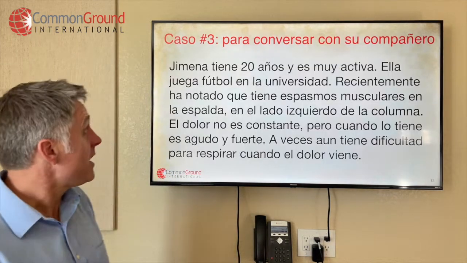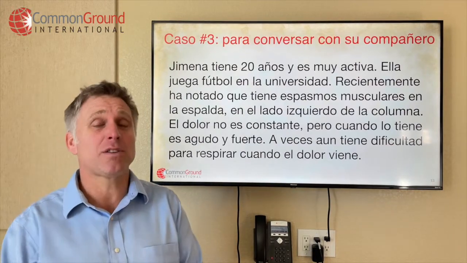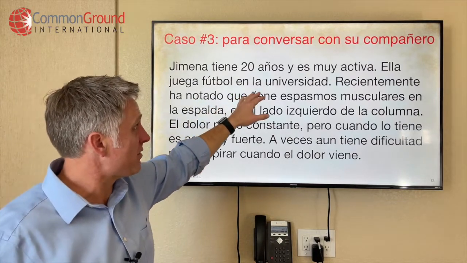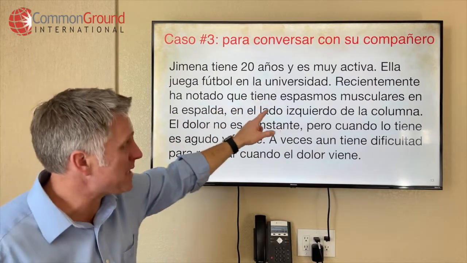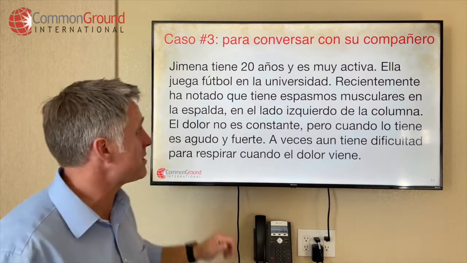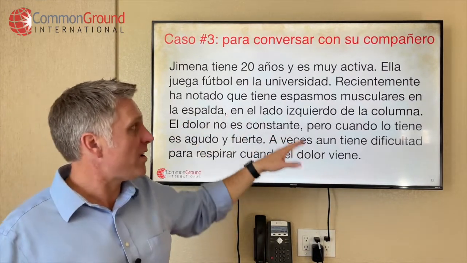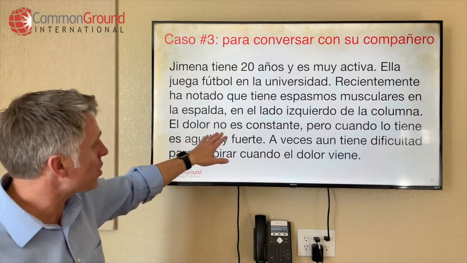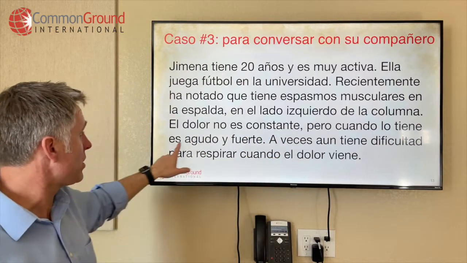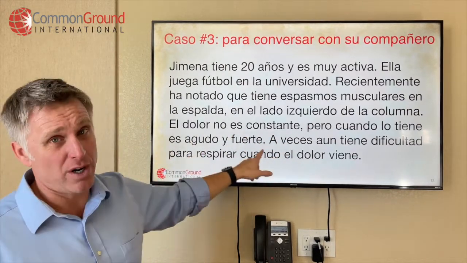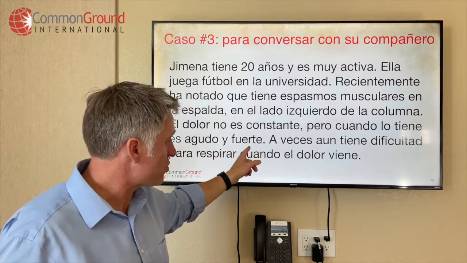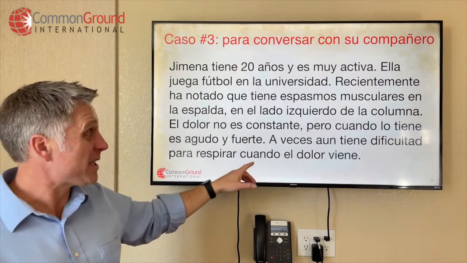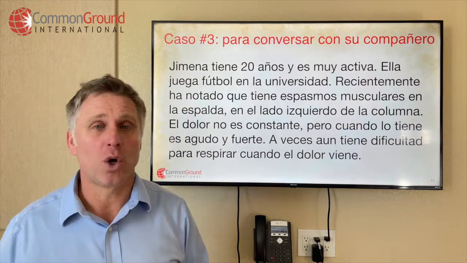Caso número 3. Jimena tiene 20 años y es muy activa. So Jimena's 20, she's super active. Ella juega fútbol en la universidad. She plays football at university. Recientemente ha notado que tiene espasmos musculares. So she's recently noticed she's got back spasms en la espalda. En el lado izquierdo, on the left side of her columna vertebral, it's the left side of her spine. El dolor no es constante. It's not constant, pero cuando lo tiene, but when she has it, es agudo y fuerte. So it's sharp and very strong, severe. A veces aún tiene dificultad para respirar. Sometimes she even has difficulty breathing cuando el dolor viene.